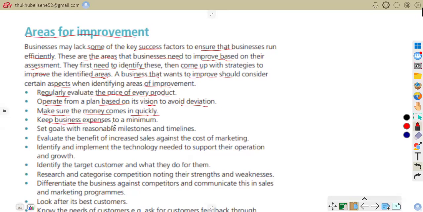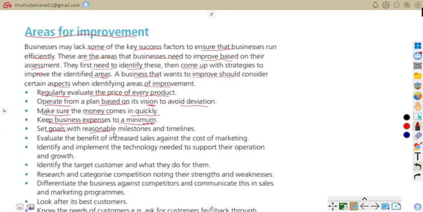Keep the business expenses to a minimum. So the business should control unnecessary costs so that more money is available for business operations and profits. That is that.